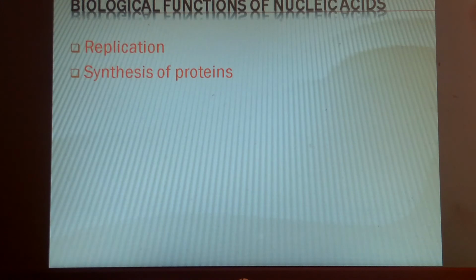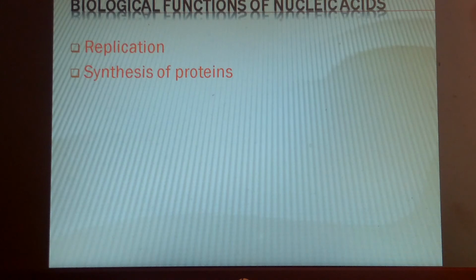Next part, that is DNA fingerprinting. DNA is a double-stranded structure, I said. The sequential arrangement of bases, whatever is there, is different from one another. So that arrangement is going to give information, and that information is what we are going to call DNA fingerprinting. That is, after which base should come.